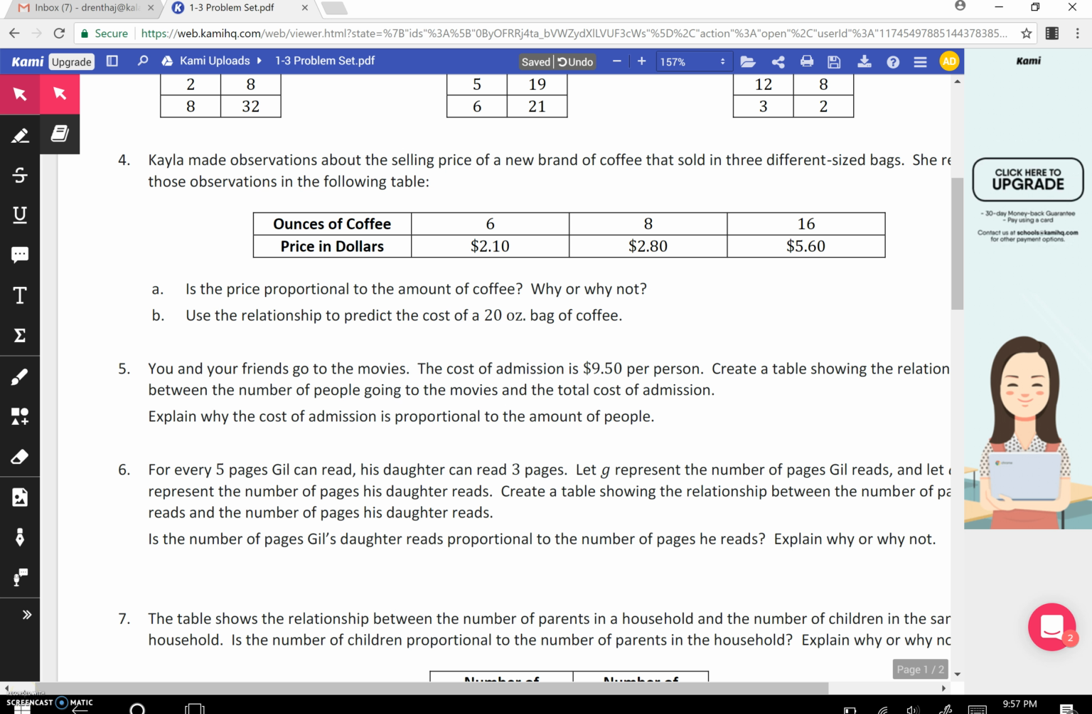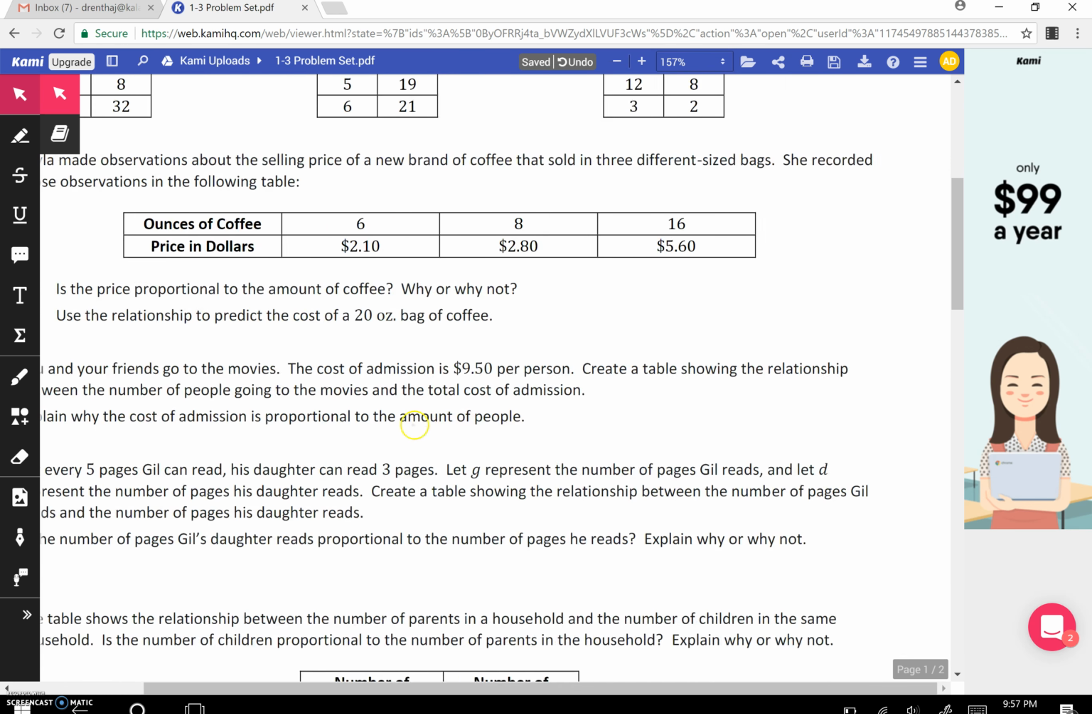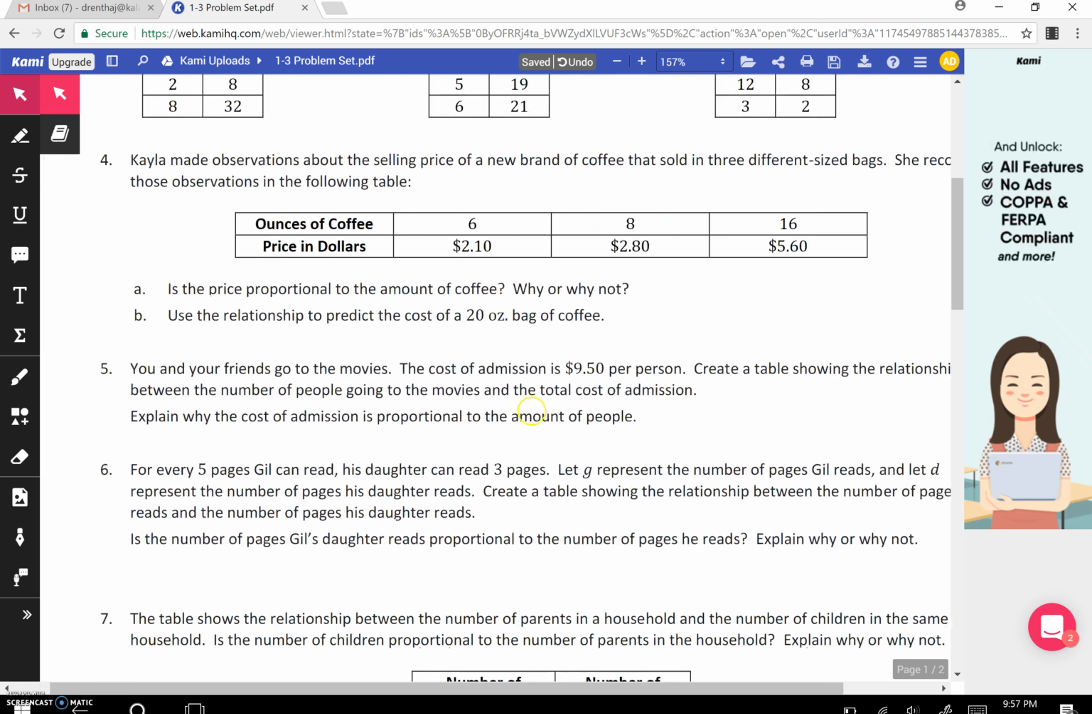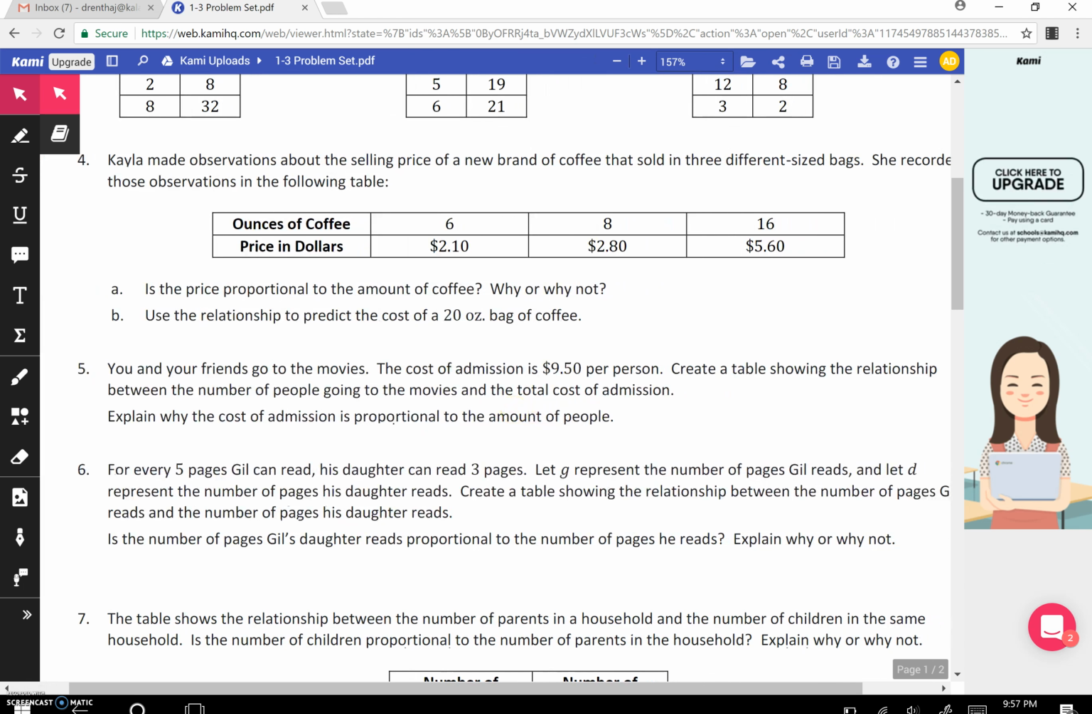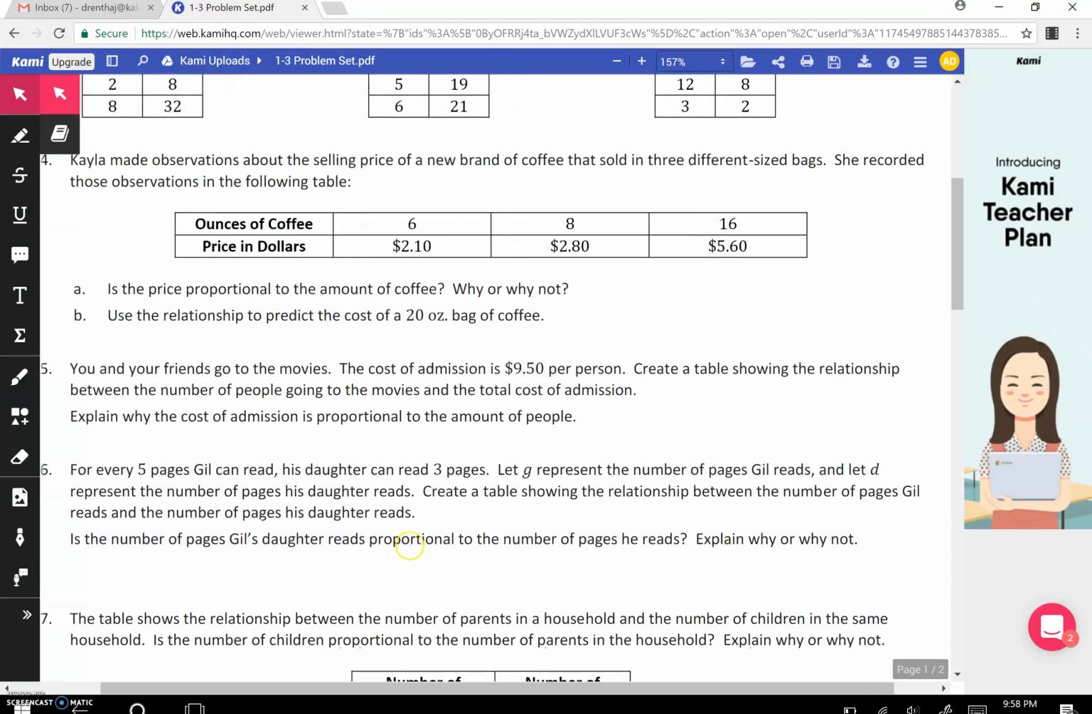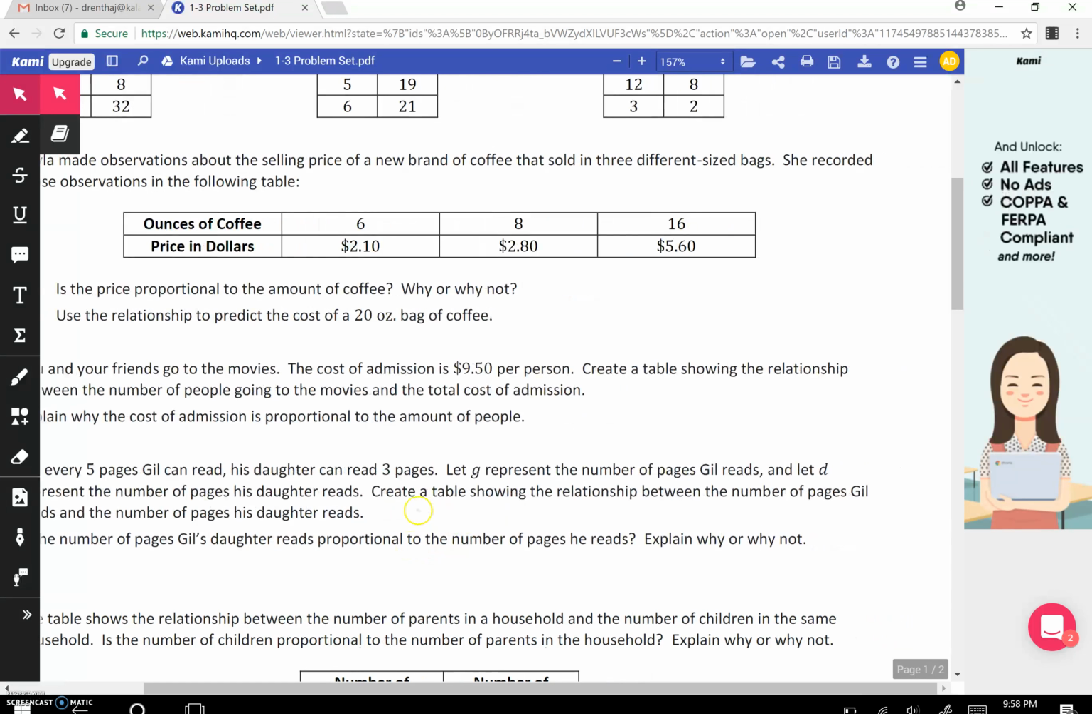Moving on to number 4. Kayla made observations about the selling price of a new brand of coffee that sold in 3 different size bags. So she recorded those observations in the following table. So we're looking at ounces of coffee and price in dollars. First part of the question, part A, is the price proportional to the amount of coffee? Why or why not?